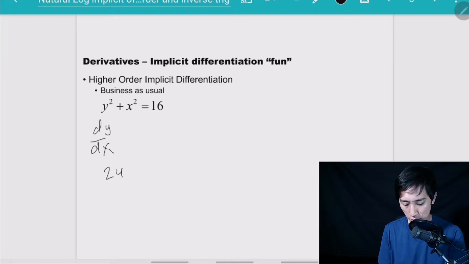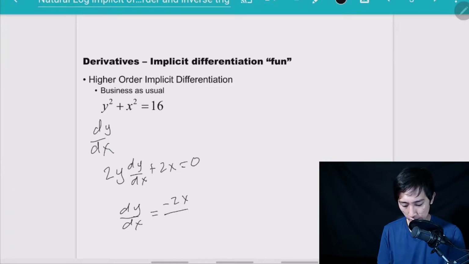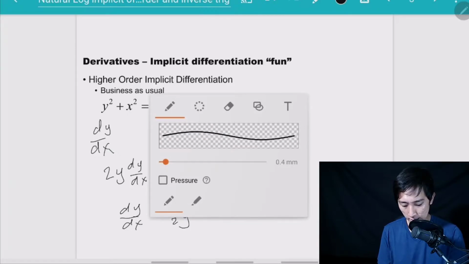So I'm going to get 2y dy/dx plus 2x equals 0. So then from here, I'm going to get dy/dx equals negative 2x over 2y, which means that my derivative of y with respect to x is equal to negative x over y.